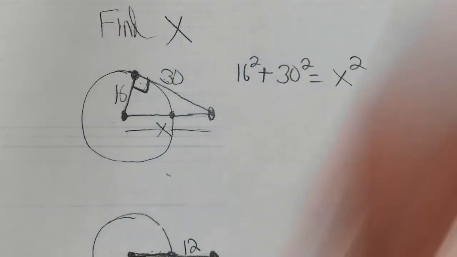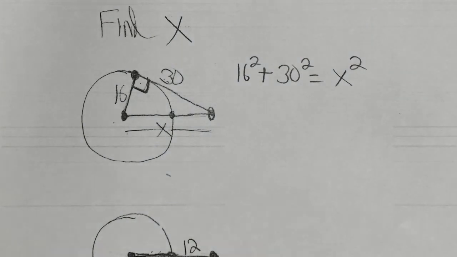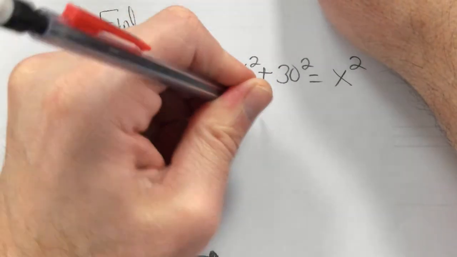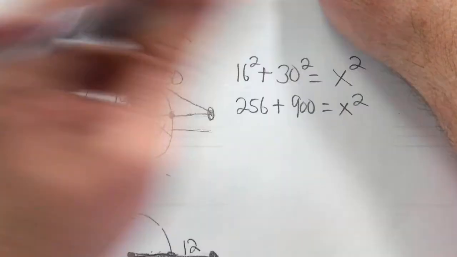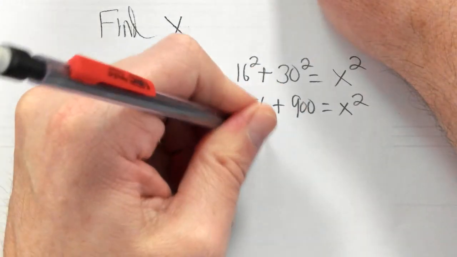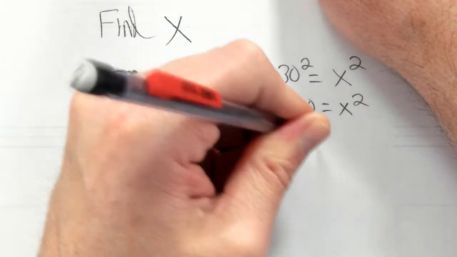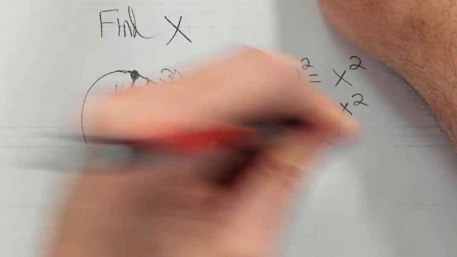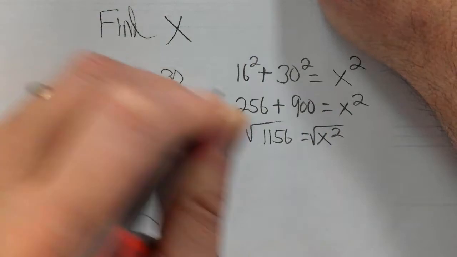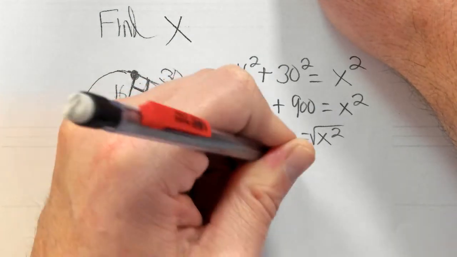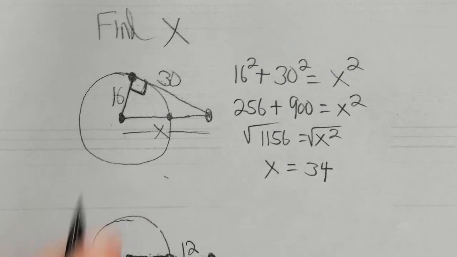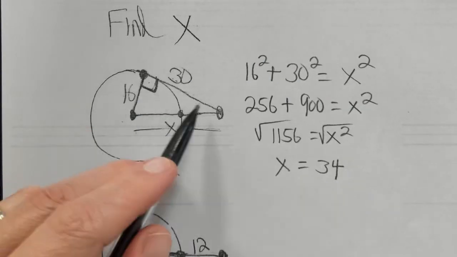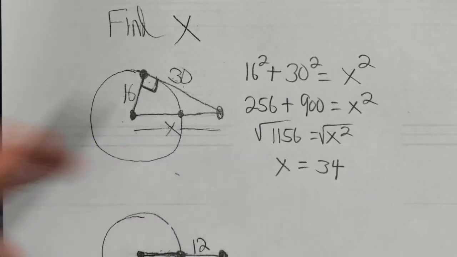All right, so here's an equation that we can now solve for x. If I square both of these, 16 squared is 256 plus 30 squared is 900, and that's going to be equal to x squared. I can add those together and get 1156 is equal to x squared. Let's take the square root of both sides, and my x is going to be equal to 34, and there is your answer. So that's just a straight Pythagorean theorem. You've got a right triangle, c is the hypotenuse.